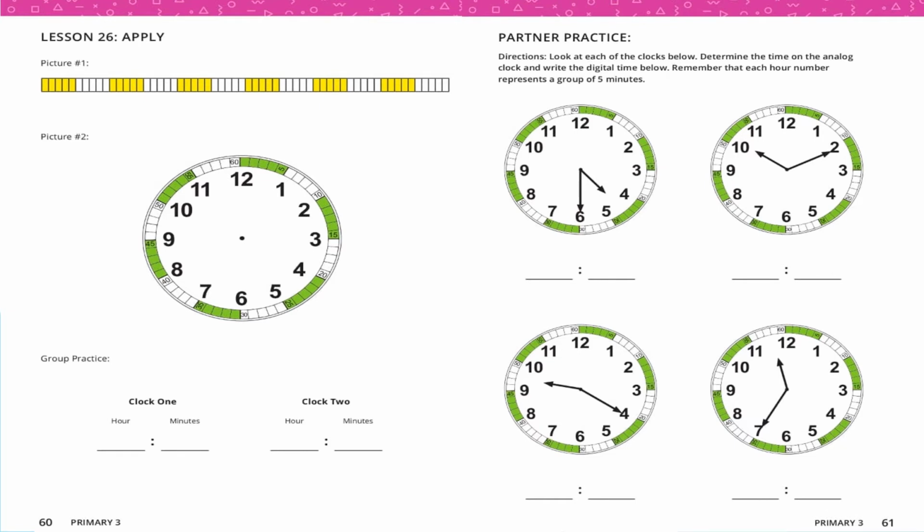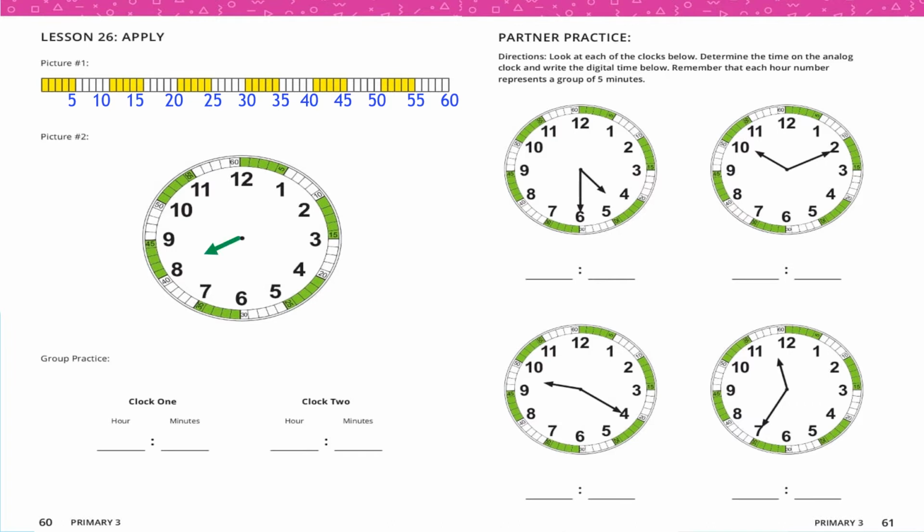Here in lesson 26 we will apply our telling time. In picture 1 we have a train here which represents the minutes of our clock. It's increasing by 5, so we will write 5, 10, 15, 20, 25, 30, 35, 40, 45, 50, 55, and 60. In picture 2, we have a clock here.